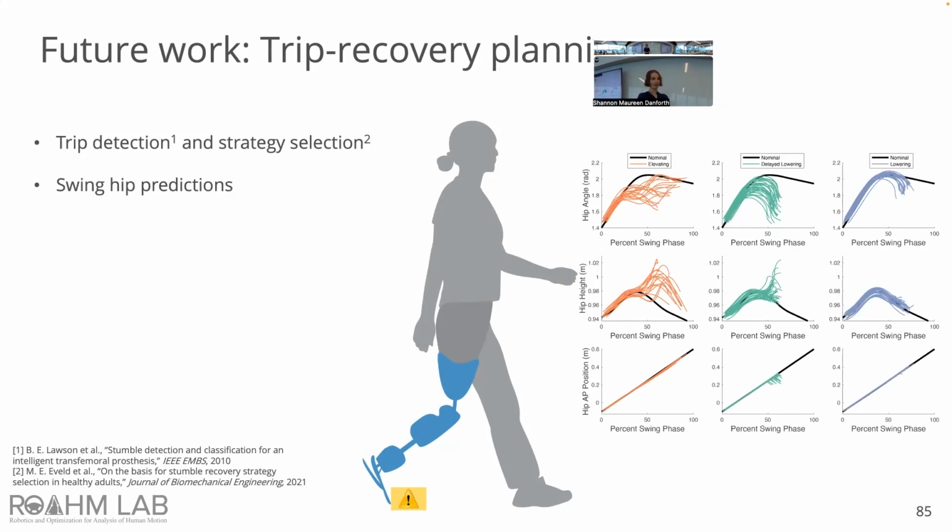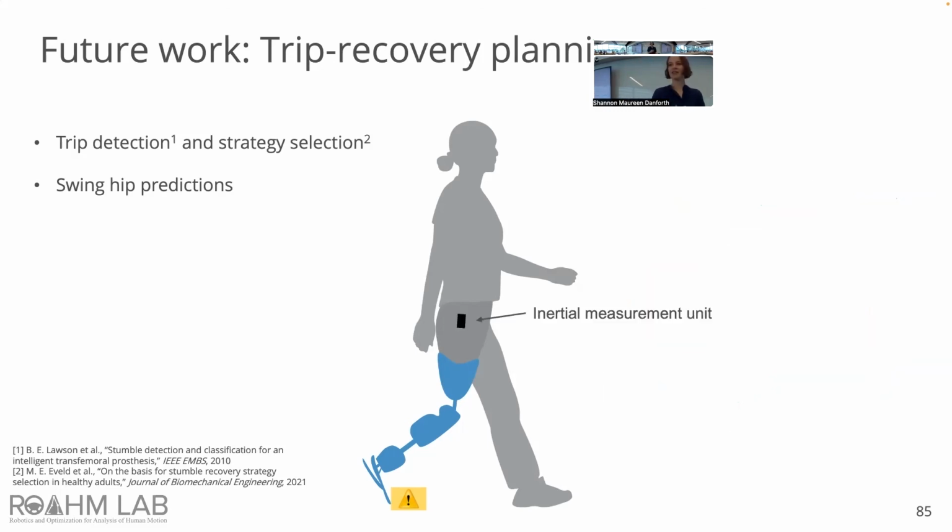We also looked at swing hip predictions using data from our able-bodied trip recovery data set. And as I hinted at in the technology assessment section, these kinematics might not be the same as what we observe in someone who has a lower limb amputation. Furthermore, depending on what controller the robotic prosthesis is using, that hip recovery behavior could actually change over time. So one solution is to use wearable sensors such as inertial measurement units to collect data of hip recoveries while this trip recovery planning framework is in use, and continually update our predictions that way.